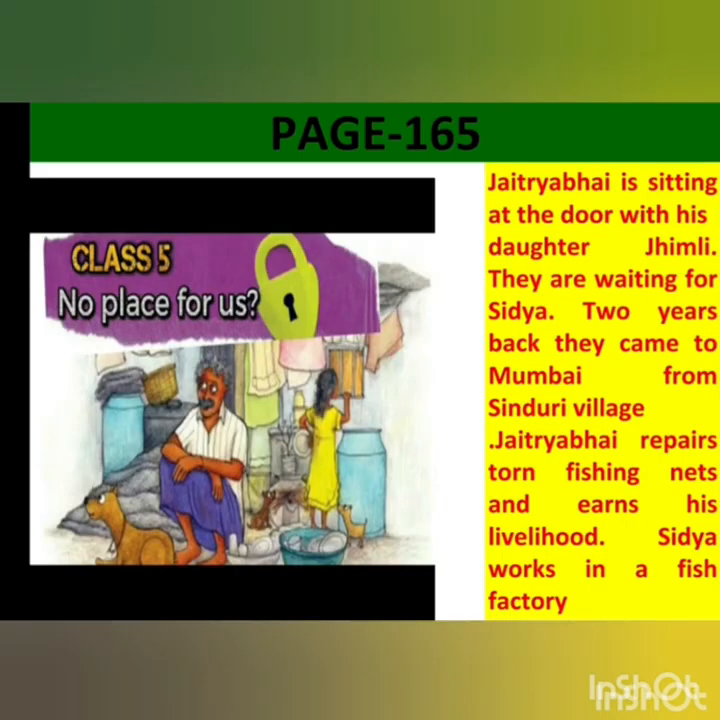Children, please open chapter 18, page number 165. Jatrias Bhai was sitting at the door with his daughter Jimli. They were waiting for Sidhya. Sidhya is the son of Jatrias Bhai. Jimli was watching a dance on TV through the neighbor's window, and Jatrias Bhai is waiting for his son Sidhya. When he shifted from Kheri to Sinduri, he began to repair torn fishing nets, but the money he got was not enough. So, Sidhya also started working to earn money.